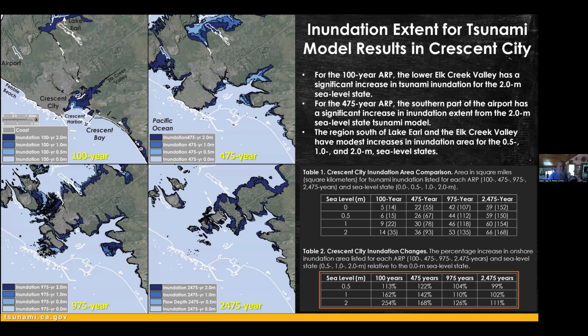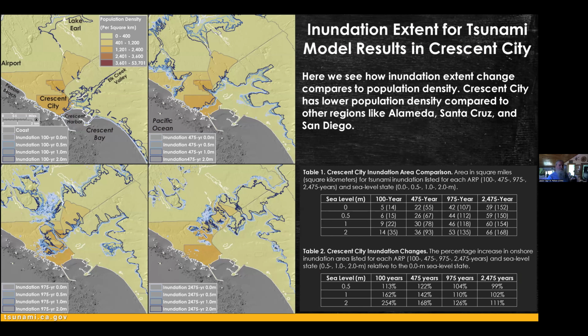So here's Crescent City, California. This map shows tsunami inundation as filled polygons. Lighter blue represents the 0 meter, and darker blue represents the 2 meter sea level states. From upper left to lower right, we have increasing average return periods. The key table is the lower one that shows the increase in onshore inundation area as a percentage. Obviously, there's too much information to consume on this slide.